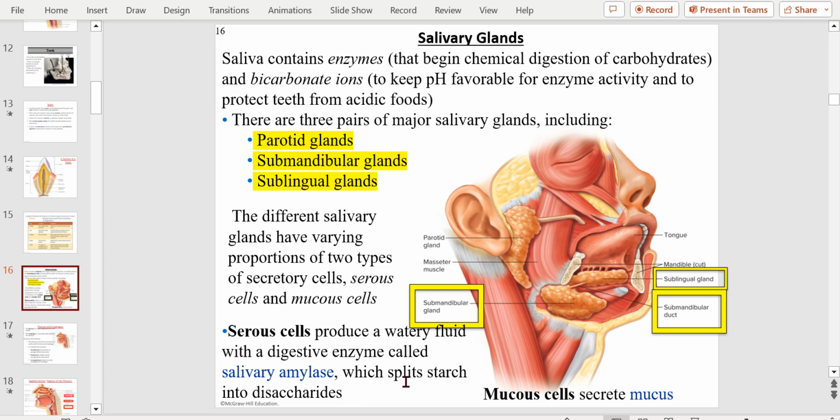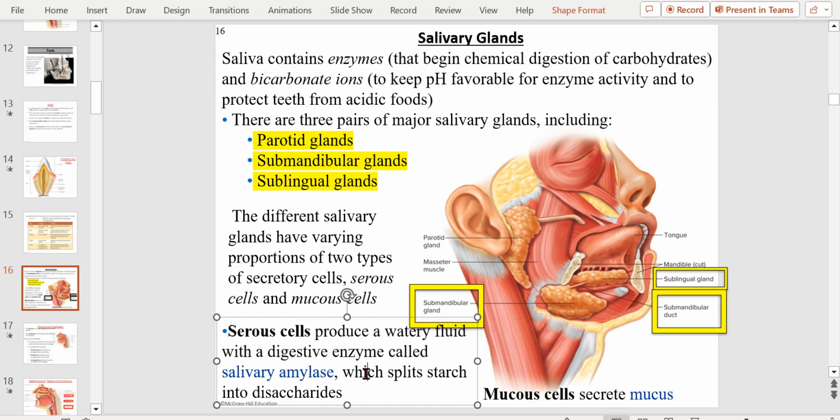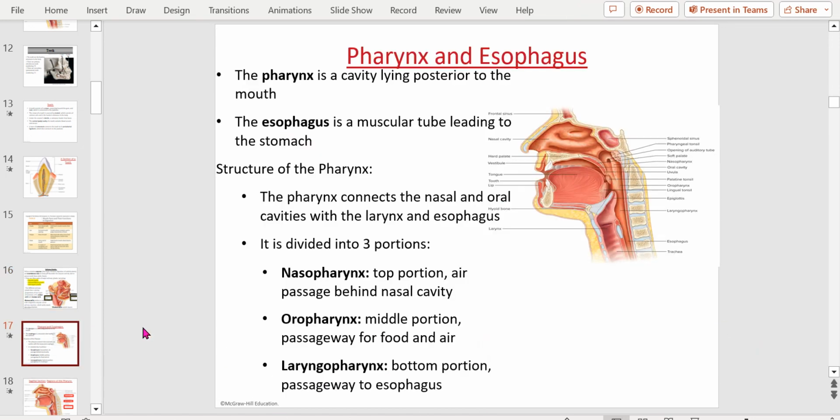but if you just keep it in there for about 5 minutes, you'll see that this amylase starts to break down the starch in bread into sugar, and that's all bread is. It's huge calories because it's just white table sugar. Okay, so there are your serous cells. They produce amylase, as well as mucus cells that, surprisingly, secrete mucus.